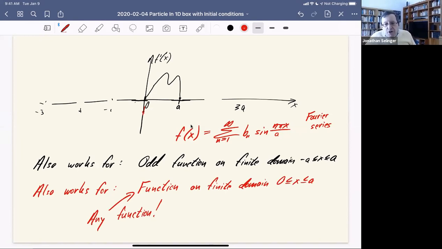So that's what I want to do here: suppose my initial condition is this funny thing, whatever function I drew.